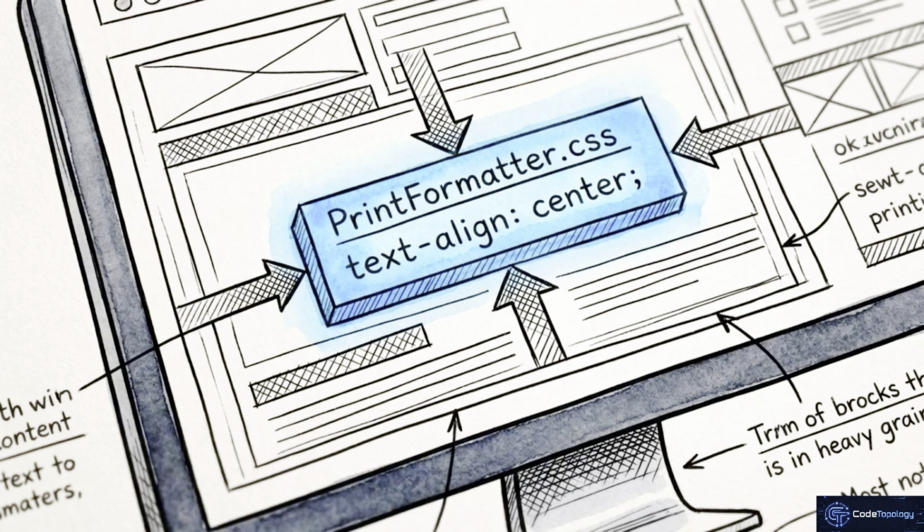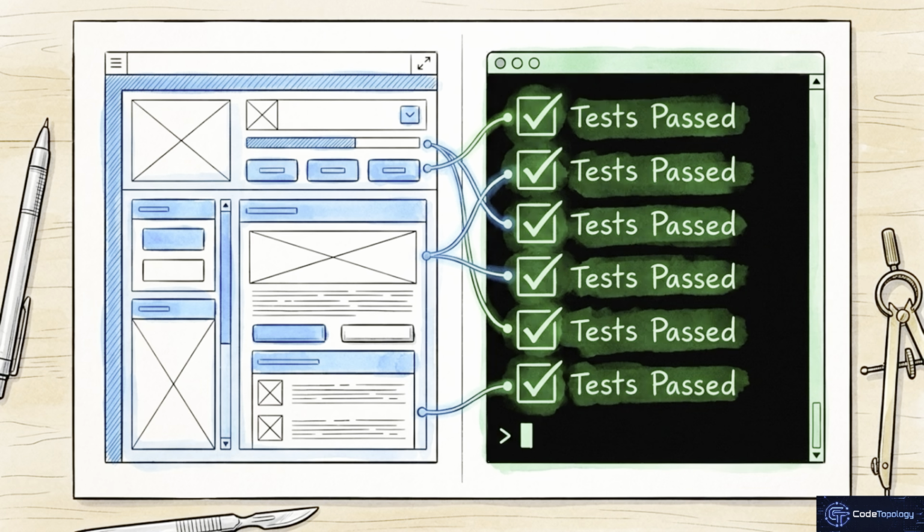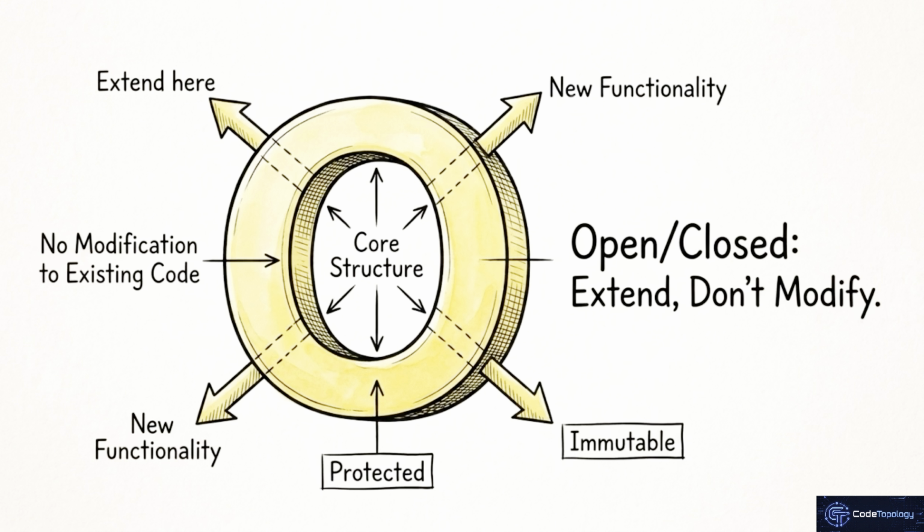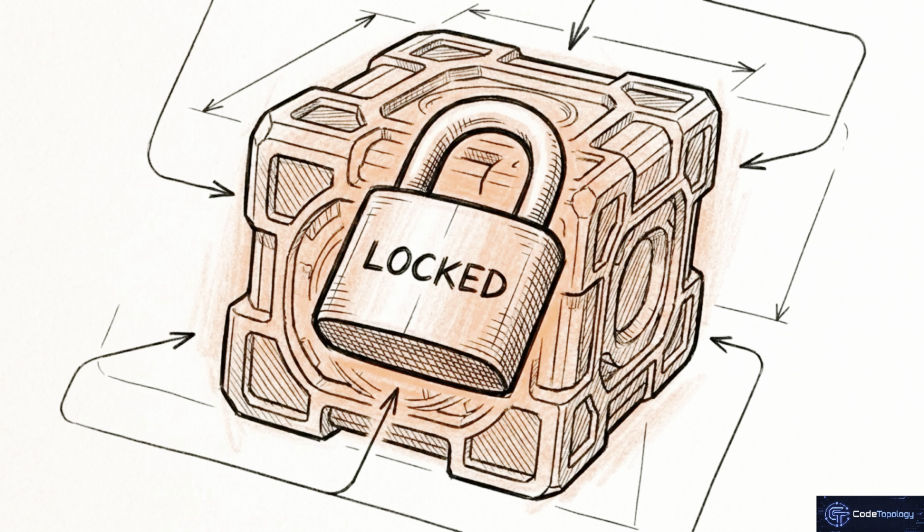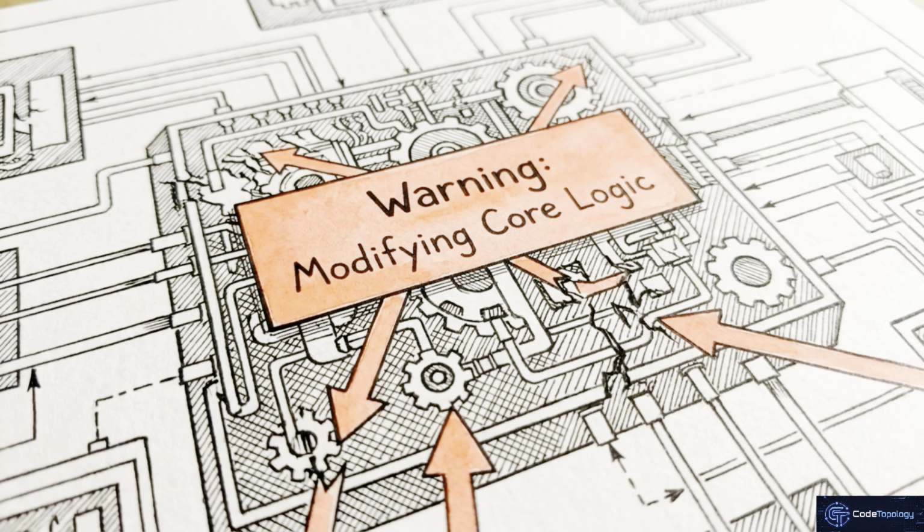By isolating responsibilities, you guarantee that a simple CSS tweak to your formatting will never accidentally trigger a mathematical failure in production. Next is the open-closed principle. Software entities must be open for extension, but strictly closed for modification. When a new requirement comes in, the instinct is often to pry open code that already works perfectly.